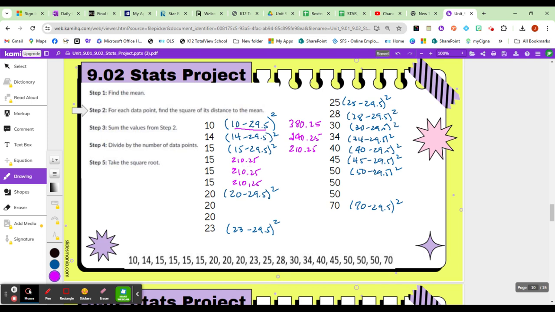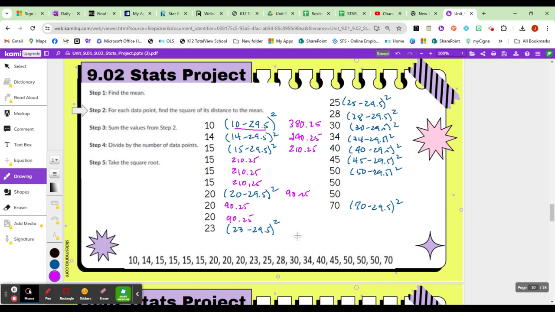Then I'm going to move to 20. I'm going to do 20 minus 29.5 and square that. That's going to give me 90.25. And then I can use 90.25 for my other two 20s. And I'm going to move to 23. And I'm going to do 23 minus 29.5. Take that number and square it.